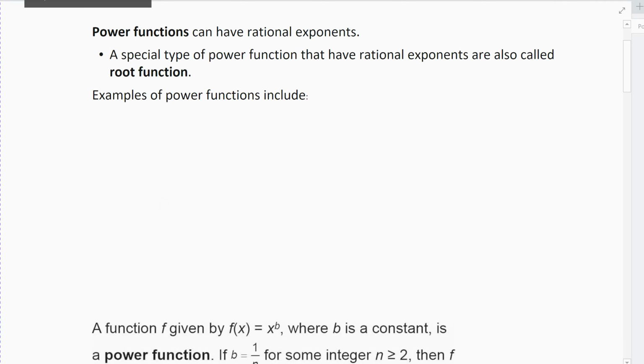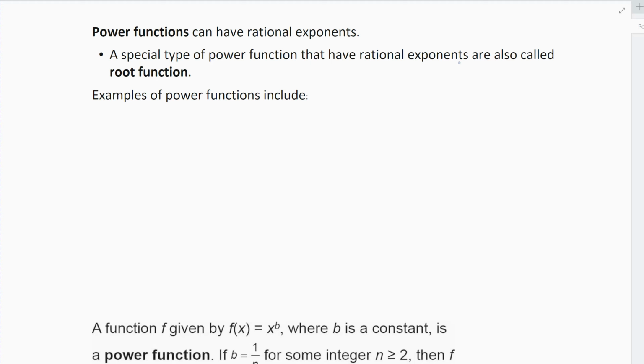Power functions formally. I have a formal definition of a power function that can have roots, or a negative power. There are special types of power functions that can have roots, which are called rational exponents, the root function, or they can be negative values as well.